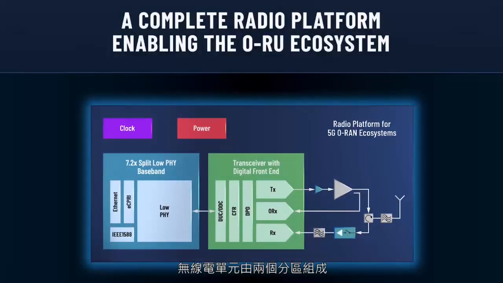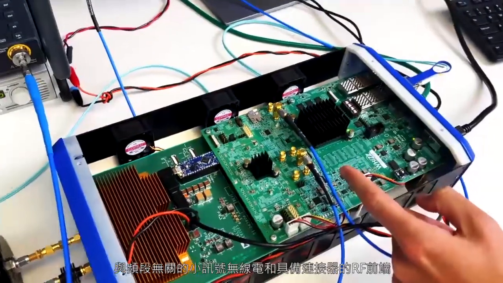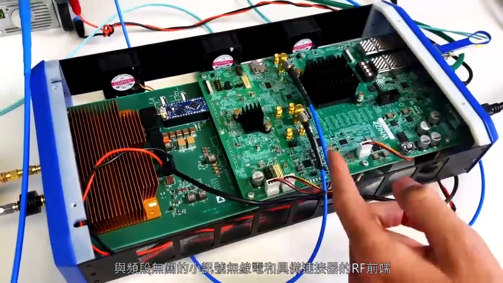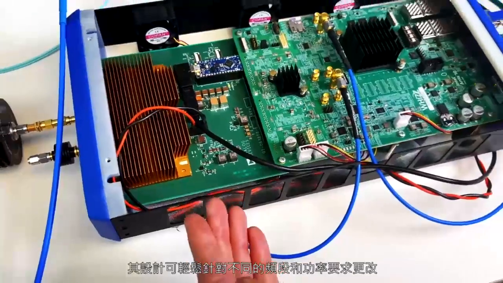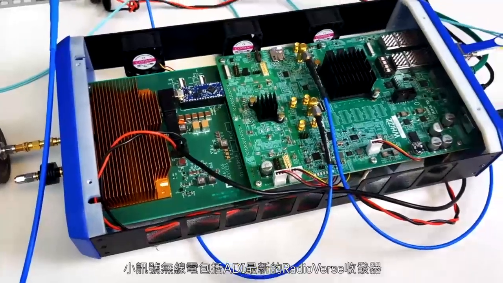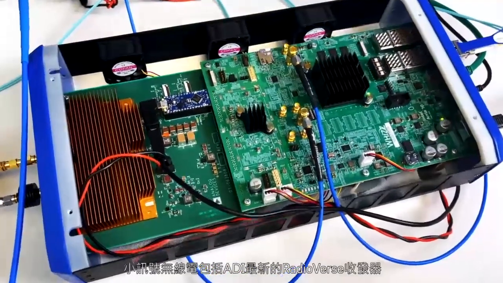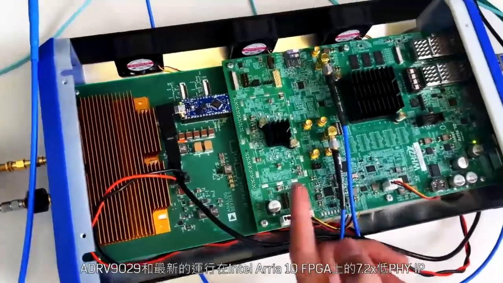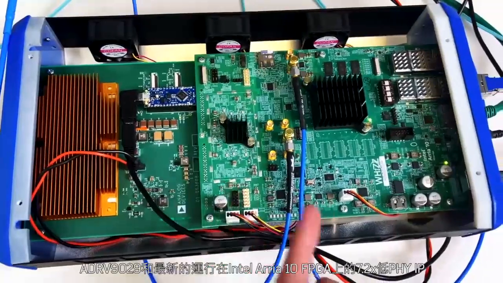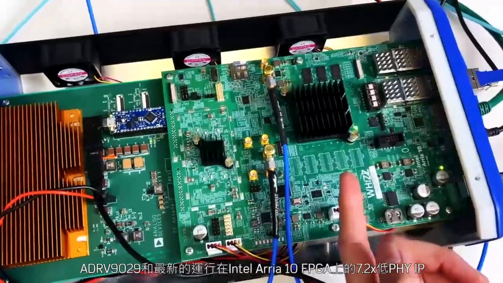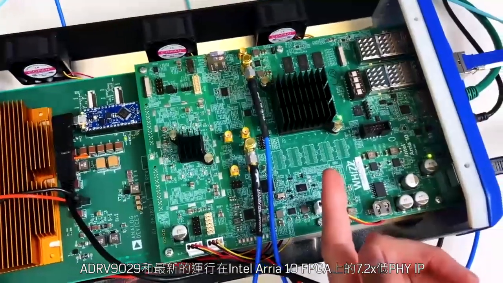The radio unit is comprised of two partitions, the band-agnostic small signal radio and a connectorized RF front end, designed to be easily changed for band and power variants. The small signal radio includes ADI's latest Radioverse transceiver, the ADRV9029, and our latest 7.2x Lo-Fi IP running on an Intel Arria 10 FPGA.